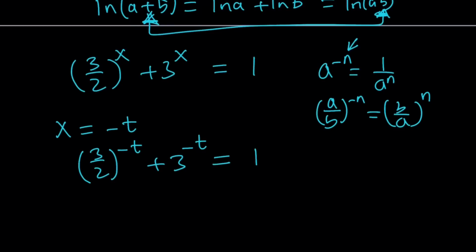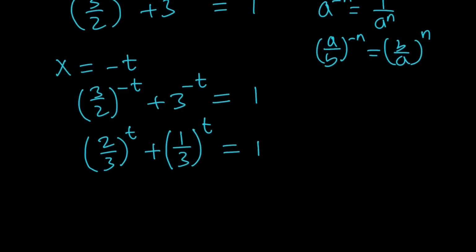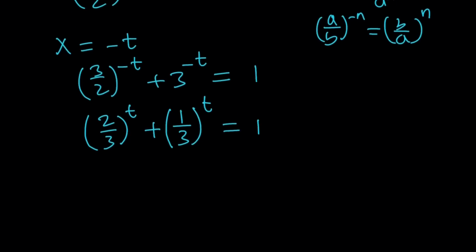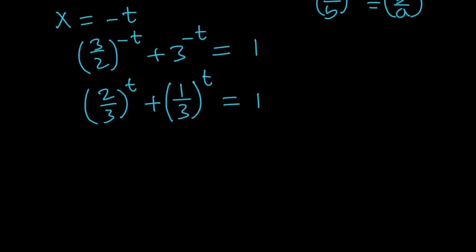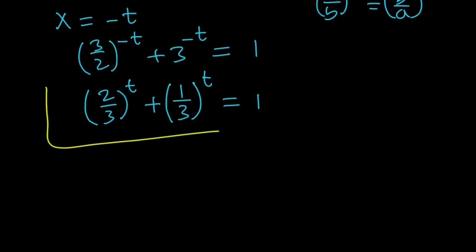So what does the negative t do? It flips, so we get (2/3)^t. And by the way, the reciprocal of 3 is 1/3, so (1/3)^t equals 1. The right-hand side is constant, so that's kind of nice. It doesn't change. But the left-hand side becomes much, much nicer after this. You're going to see. Why is this much nicer? Now, take a look at this. If you don't see what I see, then take a harder look.